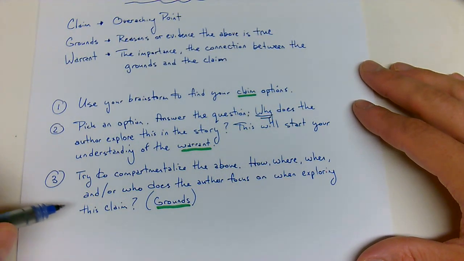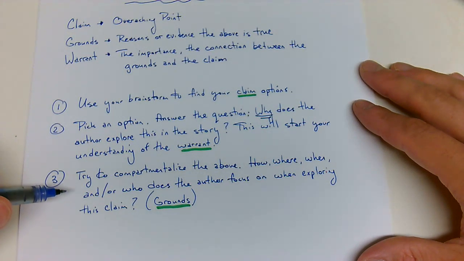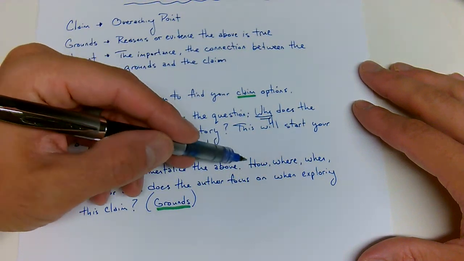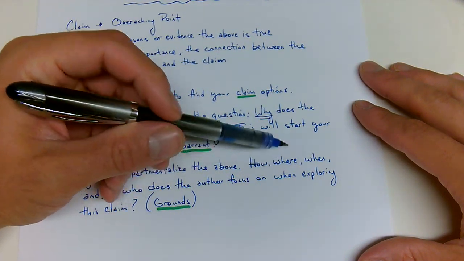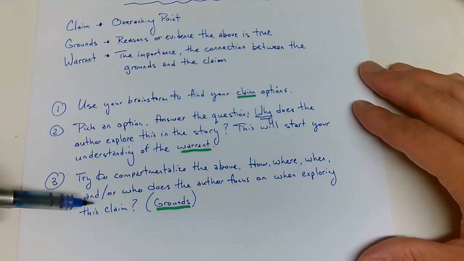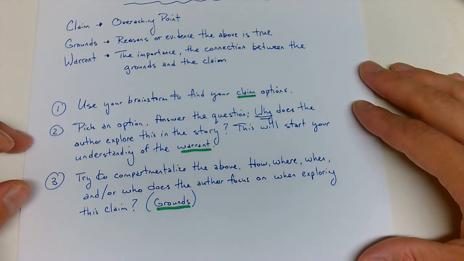But the third thing we're doing is we're going to try to compartmentalize the above. We're going to ask these questions: how, where, when, and or who does the author focus on when exploring this claim? So these are the grounds. So let's get started.